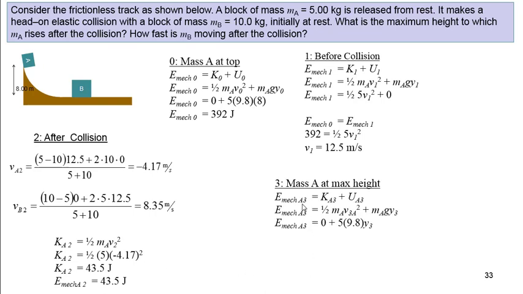And now I want to consider how much mechanical energy mass A has when it reaches its maximum height, when its kinetic energy at that event is going to be 0, and that's going to let me calculate that height there. So I set this energy equal to this energy, and I find that height there.